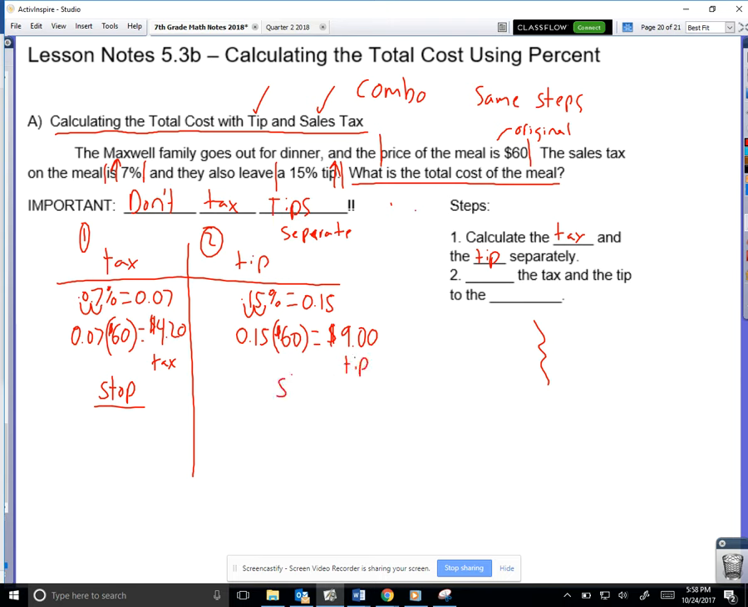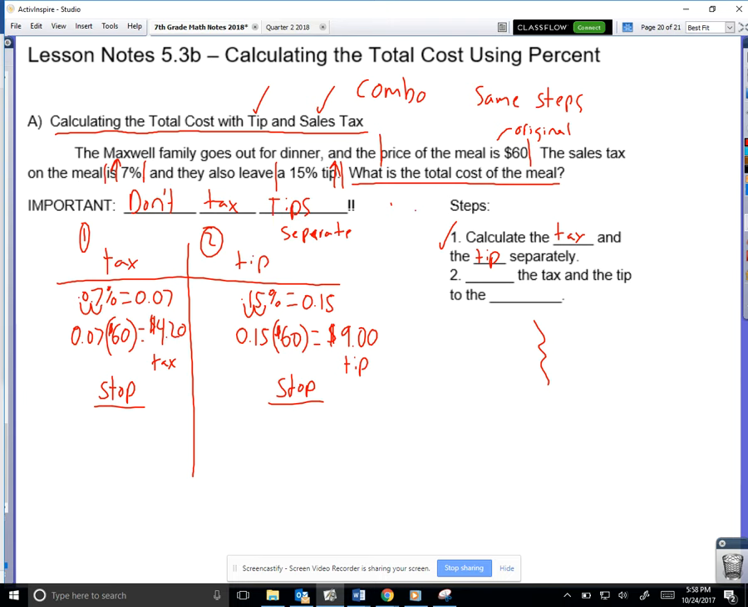Okay, and then so that's your tip. And then we're going to stop. Don't calculate your tip any further. You already got your tip. So we just did step number 1. We calculated the tax and we calculated the tip. We got a tax of $4.20. We got a tip of $9.